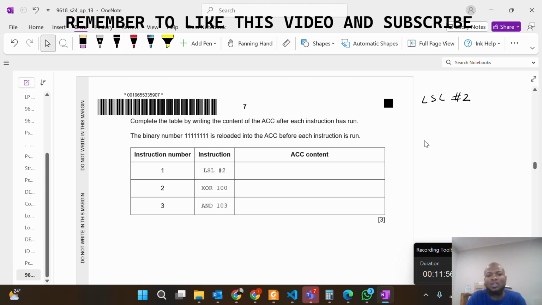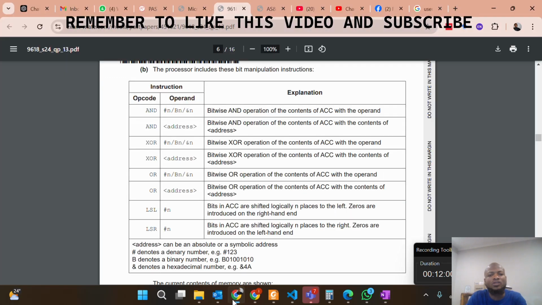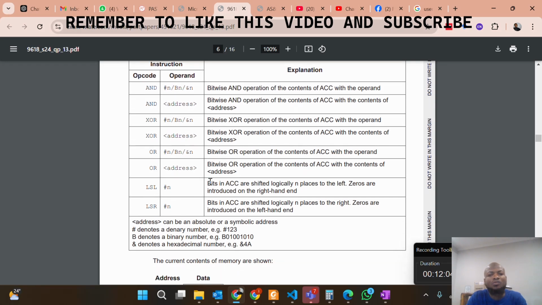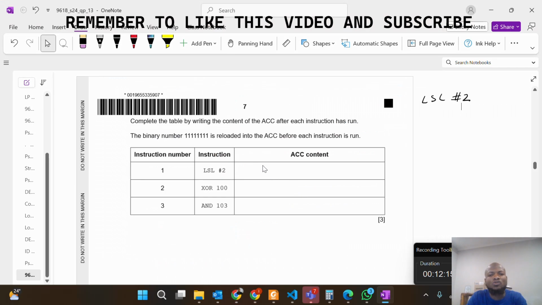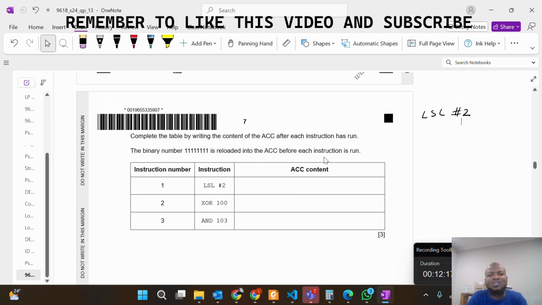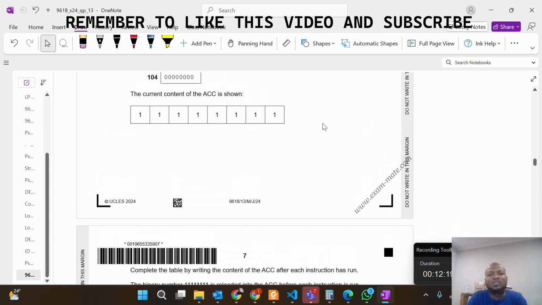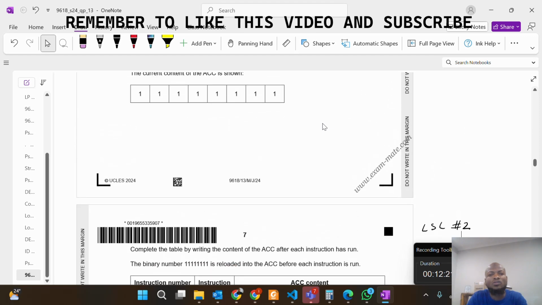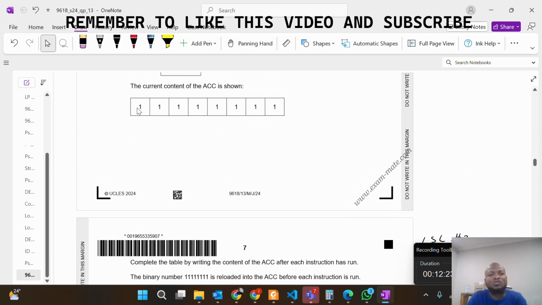Okay, 2 is not an address, it's a number because there's a hash. So if you don't know what LSL is, go to the table that is provided for you. LSL means bits in the accumulator are shifted logically n places to the left. Zeros are introduced onto the right hand end. So LSL #2 means shift the bits in the accumulator 2 places to the left, and the content of the accumulator is 1, 2, 3, 4, 5, 6, 7, 8.